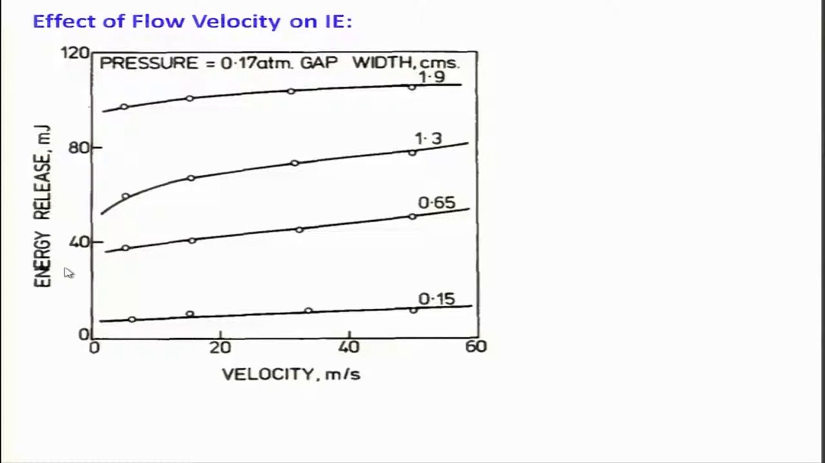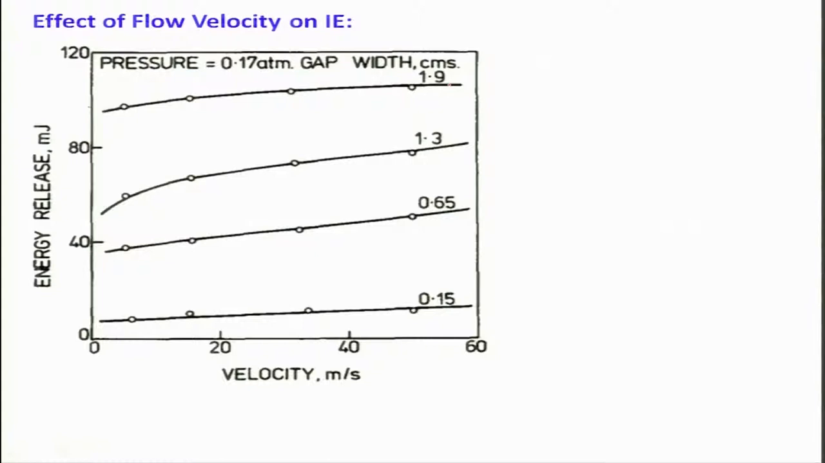This energy is not really the minimum ignition energy; it is the energy released whenever you apply some gap width between the spark electrodes and a certain pressure. This is shown here: the energy release versus the velocity. You can see that for all cases, whatever the spark gap width, the energy increases with the velocity, which is expected because some of the heat will be taken away. When the gap increases, the energy requirement will be higher because the voltage will be higher, and you will have to give more energy in the volume.